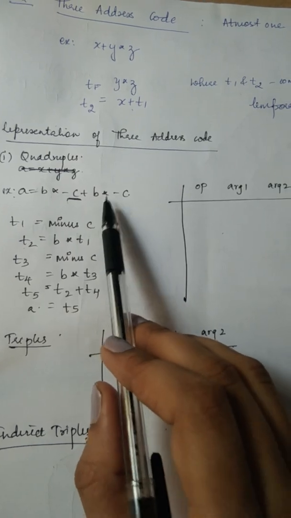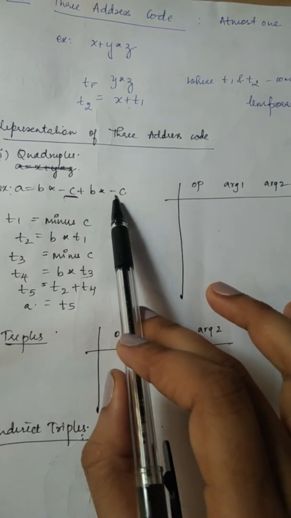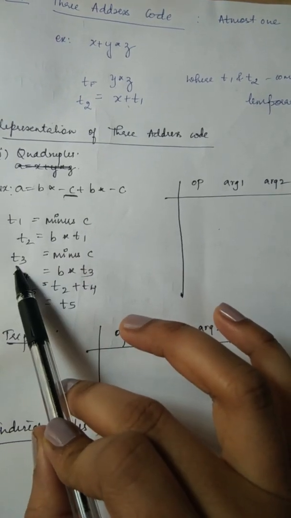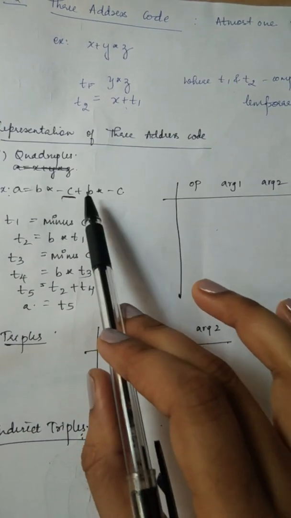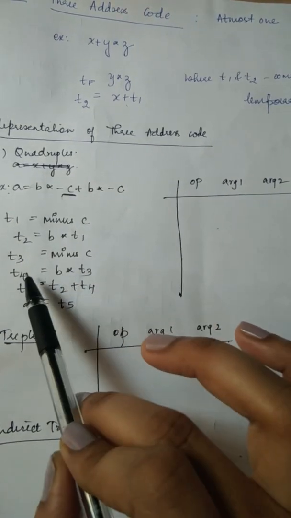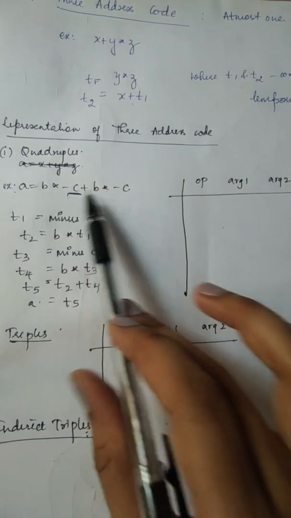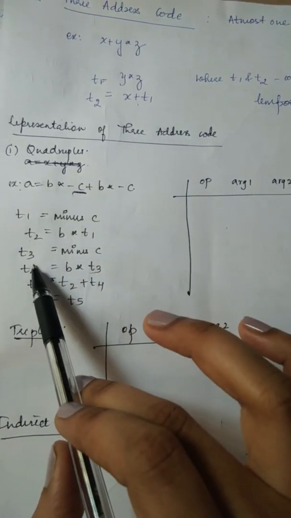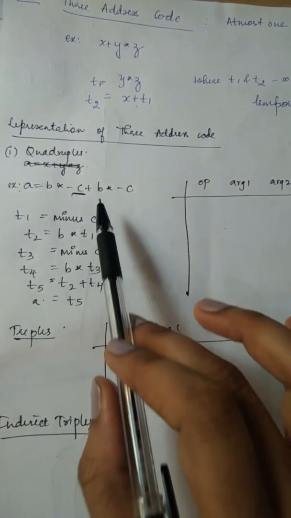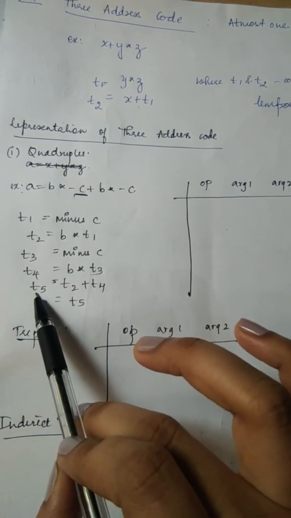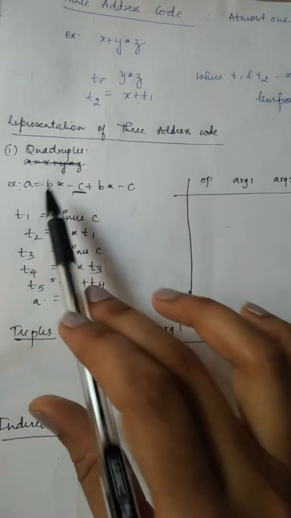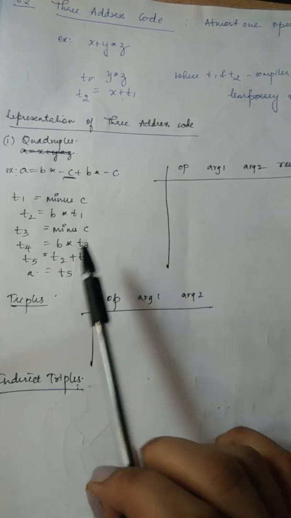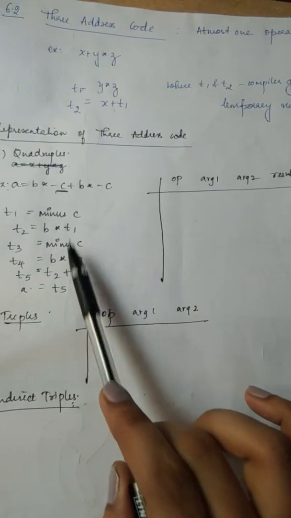Similarly, though it is going to repeat, we create it every time. Again we have another unary operator, so minus c is stored in t3. Again this is also multiplied with b, so b into t3 gives us t4. This one is added to this one: the result of the first is stored in t2, the result of the second is stored in t4. So t2 and t4 are added, and then it is stored in a temporary variable t5. Later t5 is assigned to a, on the left hand side. If you have to represent this one, this is a three address code, guys.